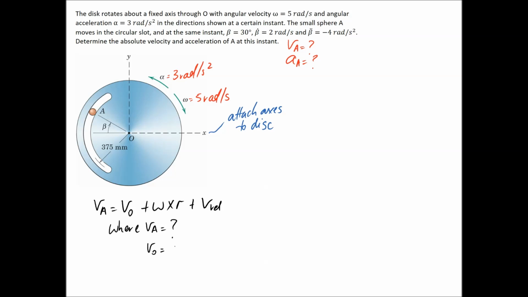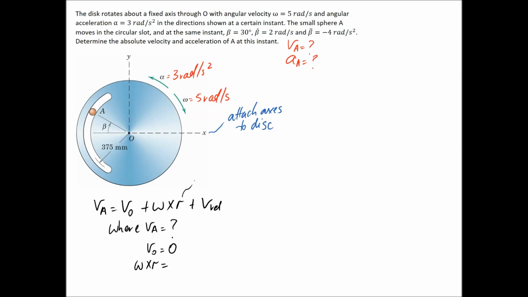The next one is the velocity of point O, and that's the center of the circle. So although the whole circle is going to be rotating round and round and round, the center point is not going to rotate at all. It's a fixed point. So it's going to have a velocity of 0. The next thing is omega cross r. And remember that omega is the angular velocity of the coordinate system. So since it's attached to the disk, it's going to be the angular velocity of the disk, which is going to be 5 radians per second.